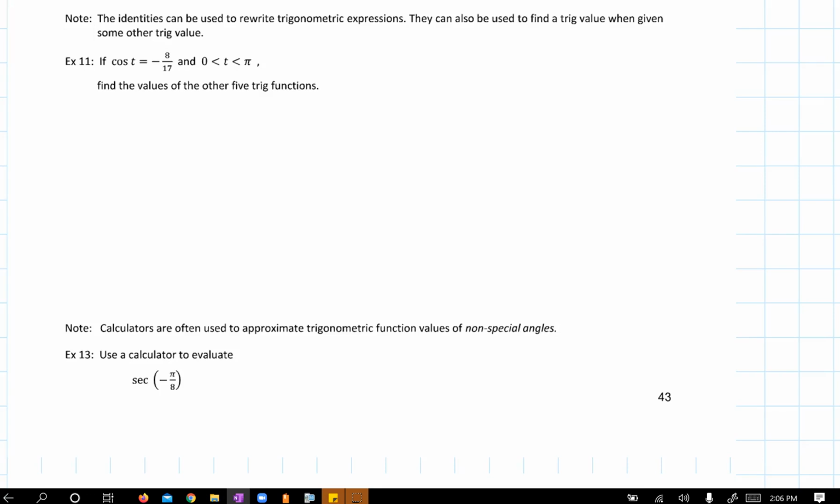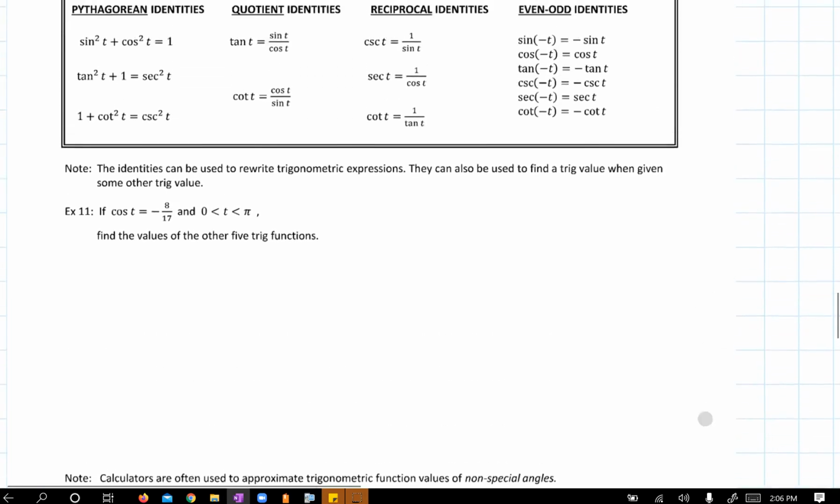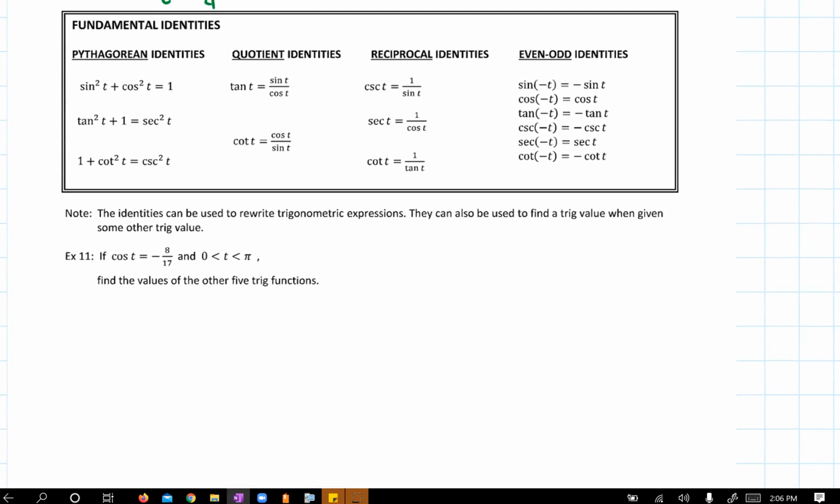Okay, so let's look at this next example. Here we are looking at if cosine of t is equal to -8/17, and they're giving you restrictions on what t can be. So let's talk about that for a second. They're saying t is in between 0 and pi. So a lot of times I'd like to do a quick sketch and remind myself that t will be somewhere in between here.